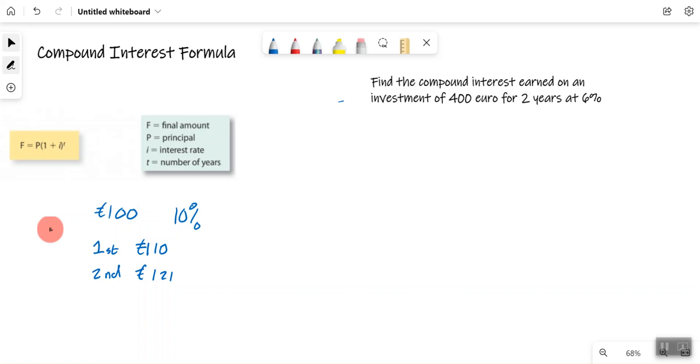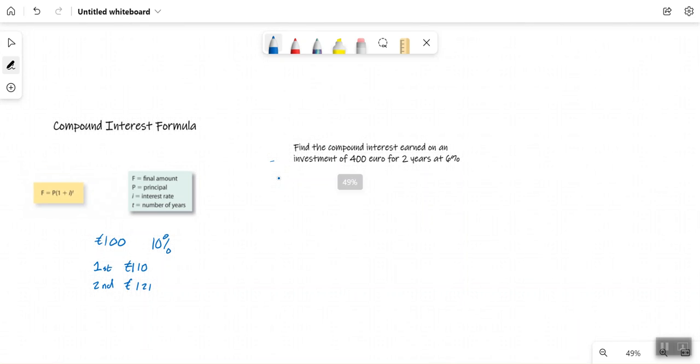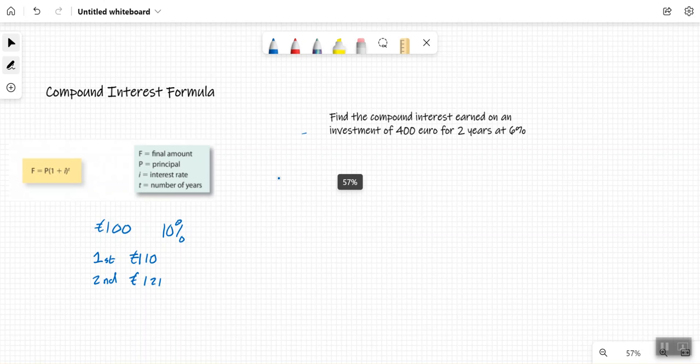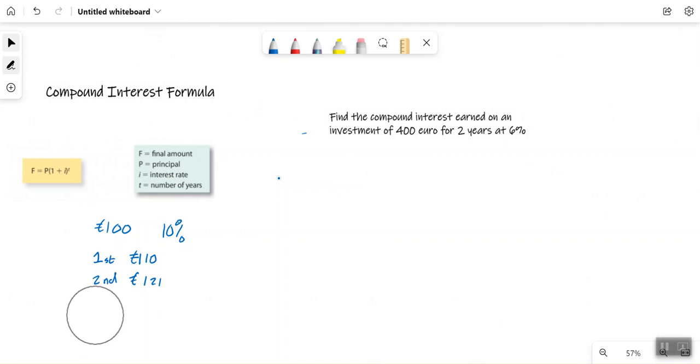And your interest rate, I, always has to be in decimal form. So for example, if your interest rate is 10%, when you're using the formula, that's going to be equal to 0.1. So you always have to take the interest rate and change it into decimal form.